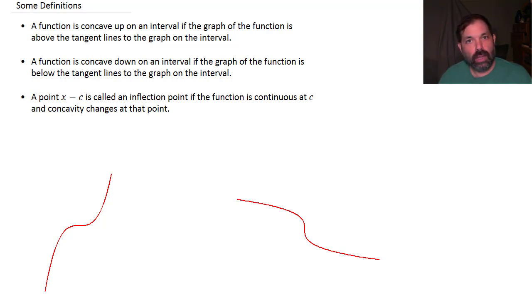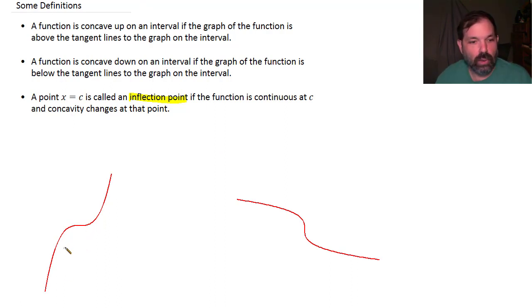Now, there are places in a curve where the concavity can change. If the points are defined for the curve, we call those inflection points. A point x equals c is called an inflection point if the function is continuous at c and the concavity changes at that point.